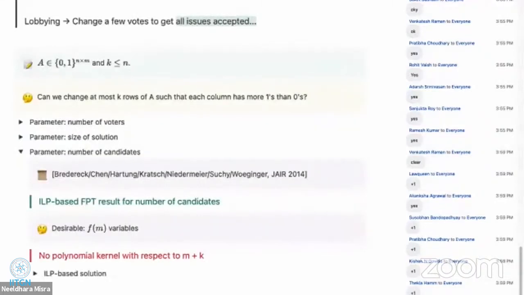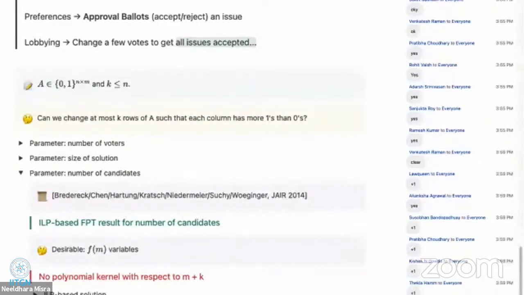Okay, so let's look at parameterizing by the number of candidates. Let me just recall the problem statement. We're trying to change at most k rows, and it's not clear that you can, for instance, do some reductions. The columns are really quite independent from each other. So it's not clear if you can do some reductions so that the number of columns is bounded by a function of the number of voters, and then maybe you can apply the FPT result on the number of voters. It's not clear to me if we can do it that way. And it also turns out that there is no polynomial kernel with respect to m and k as well. So that's another hardness result in this context. But I think it's interesting to think about if there's a natural FPT algorithm.